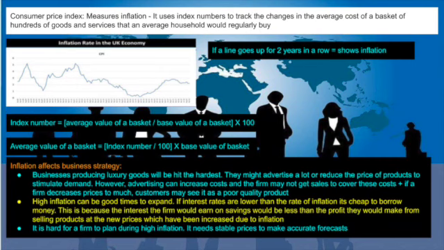So the Consumer Price Index measures inflation. It uses index numbers to track the changes in the average cost of a basket of hundreds of goods and services that an average household will regularly buy. I have an example of a CPI right there. And one thing to know, if a line goes up for 2 years in a row, it shows inflation. And obviously, if it goes down, it shows deflation.